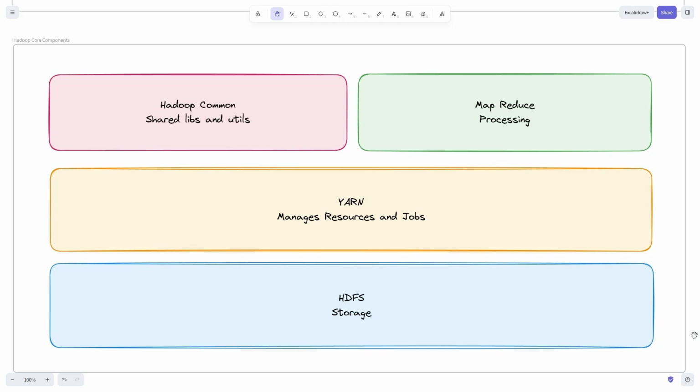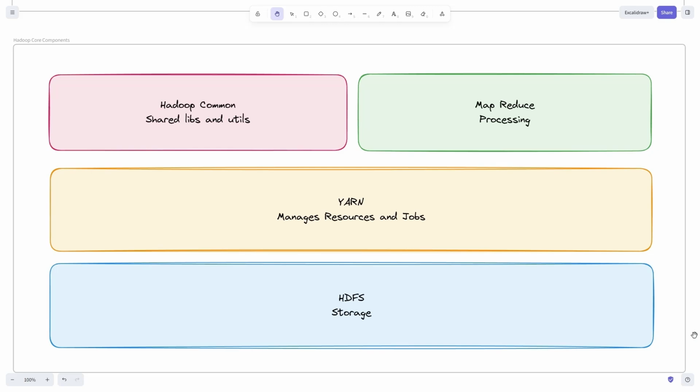At a high level, Hadoop needs to solve three main problems. First, it needs to store large amounts of data reliably. Second, it needs to process the data efficiently. Third, it needs to manage resources across many machines. Each Hadoop component exists to solve one of these problems.